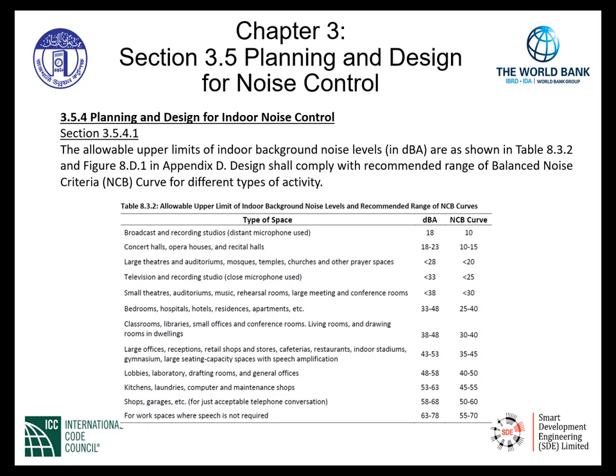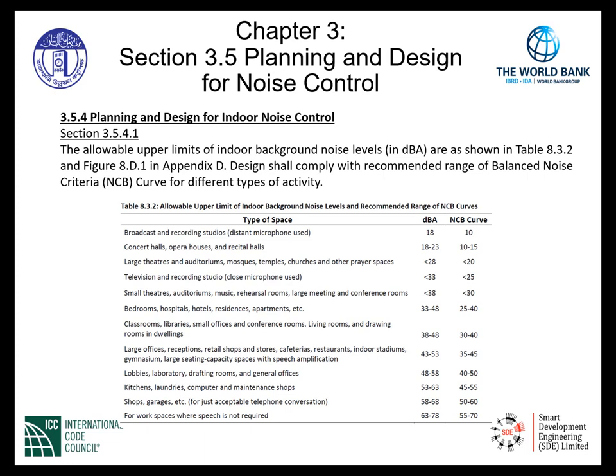The allowable upper limits of indoor background noise levels in dBA are shown in Table 8.3.2 below. This indicates in the first column the type of space, such as broadcasting and recording studios, the dBA would be 18. And if we plot this on the NCB curve, we would have a value of 10. The type of space, such as a classroom, a library, or even a small office, will give us a dBA ranging between 38 and 48. And the resulting NCB curve would range between 30 and 40 on that particular curve.